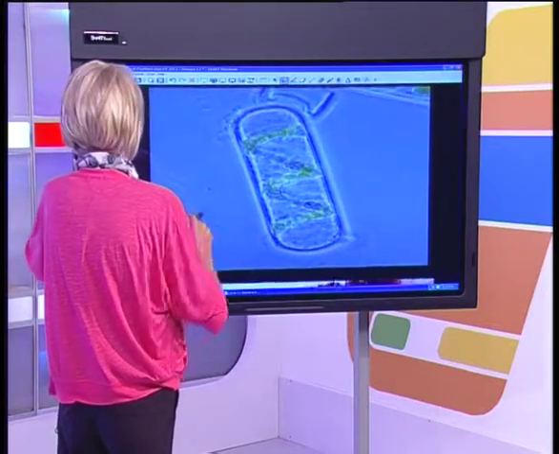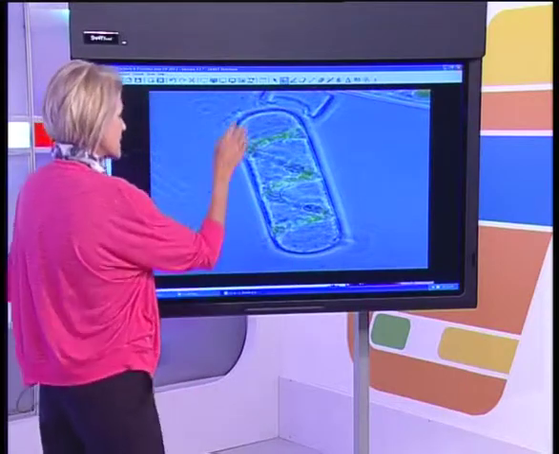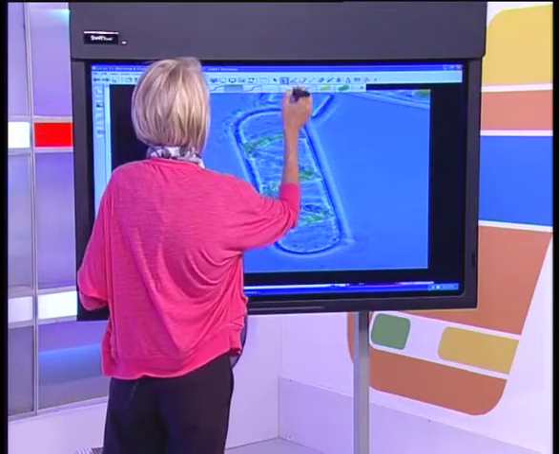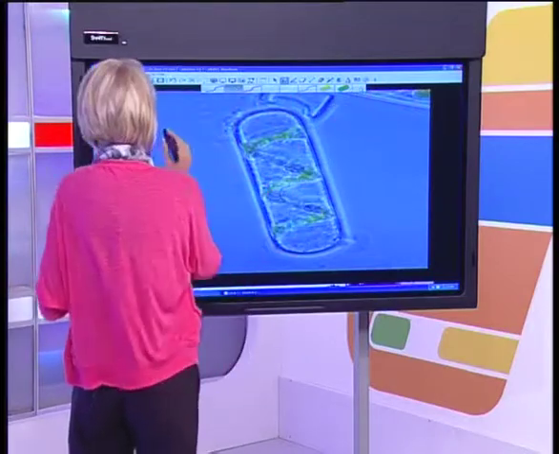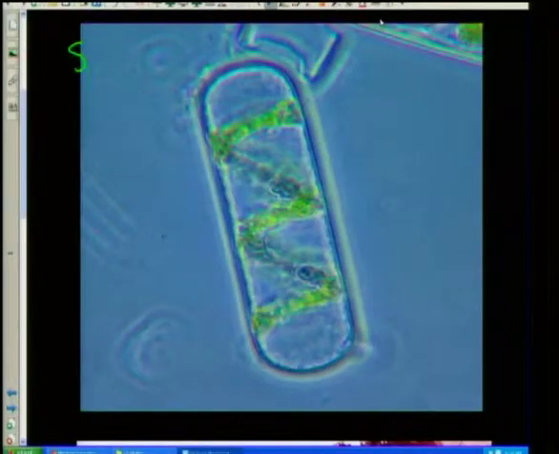This is just a picture. This is a typical Spirogyra. Now, if I'm going to write on here with green, I hope you're going to see it. This is Spirogyra.